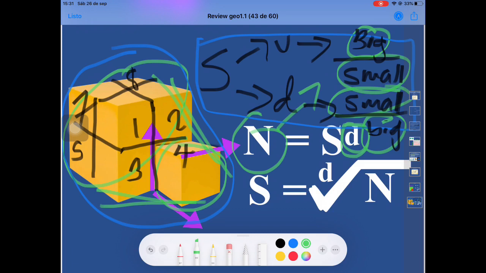So all you have to do is take that number of copies and take the d root. So perhaps this is the square root or the cubic root. It depends if you're working in the second or third dimension, and that will give you the scale.